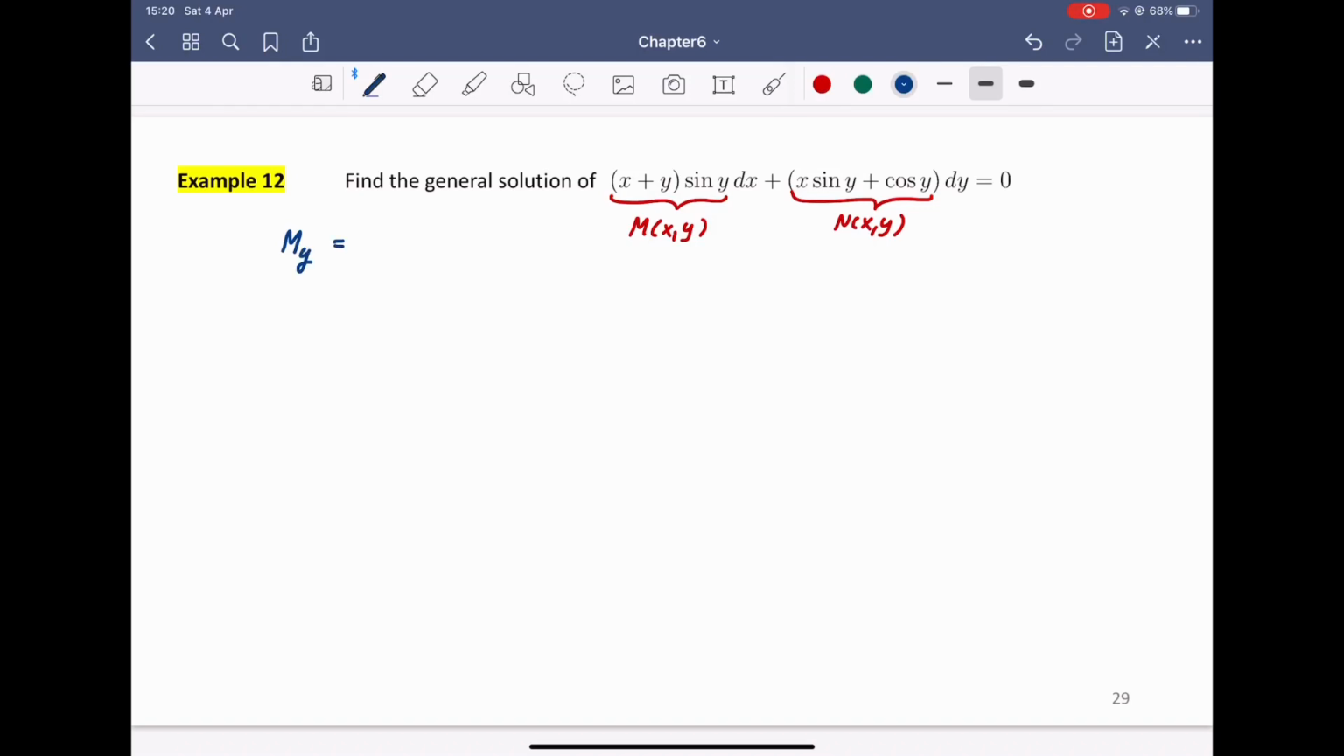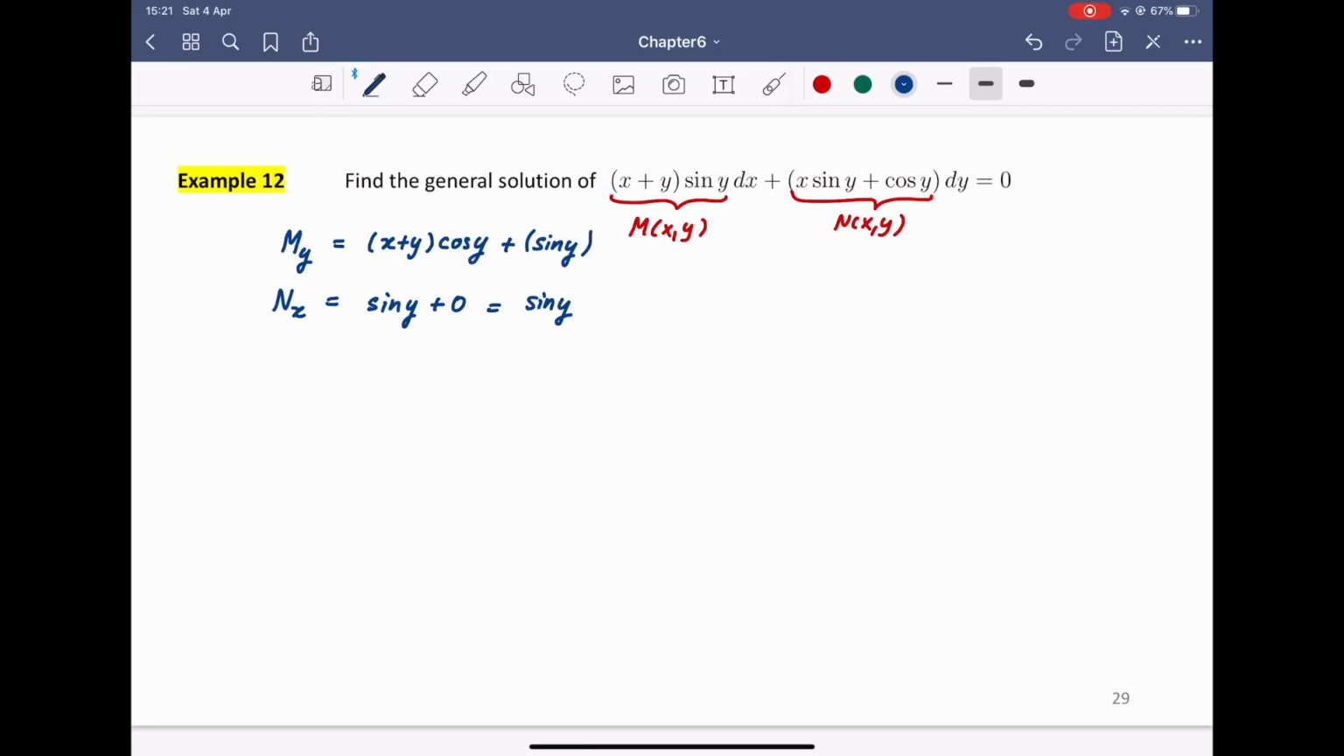I have to use the product rule here. So keep (x plus y), and then differentiate sine, I get cosine, and then plus sine y times the derivative of (x plus y), so I get 1. All right, this is by the product rule. And then differentiate N with respect to x. Differentiate x sine y with respect to x, so I get sine y, and then differentiate cosine y with respect to x, so I get 0. All right, so this is just sine y.